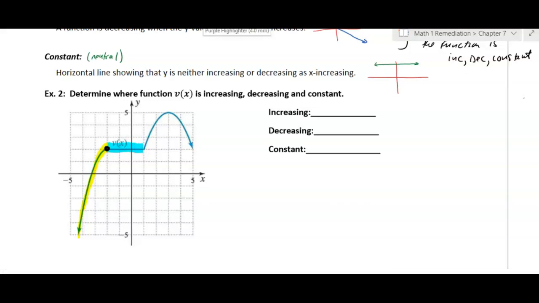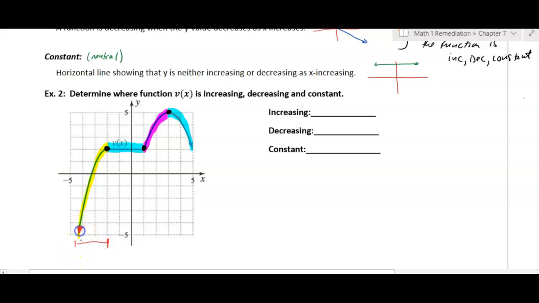Then right there it changes again, and it goes back to increasing until it reaches this point, where it then goes back to decreasing again, right? So now it's decreasing there. So right away, we know in the yellow area, it's increasing. So we say it starts increasing from out here, and it continues to increase all the way to this point.